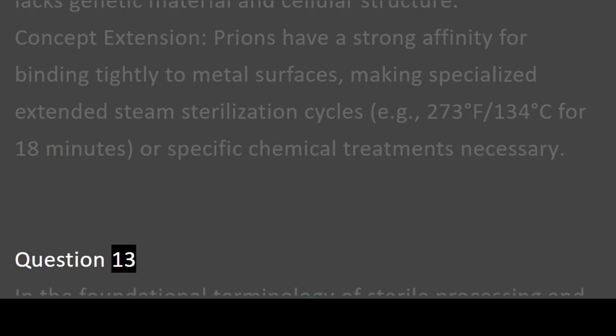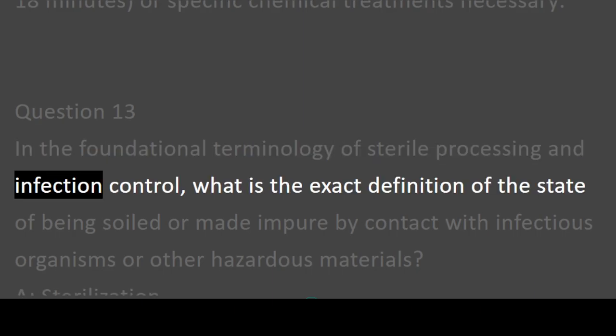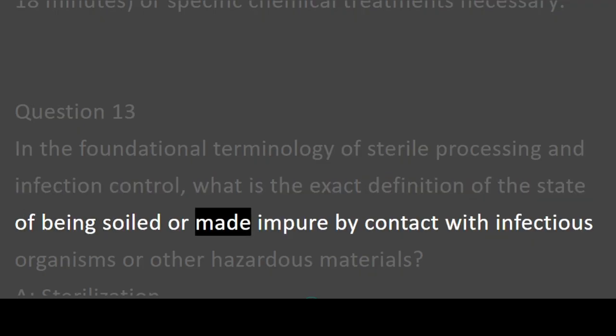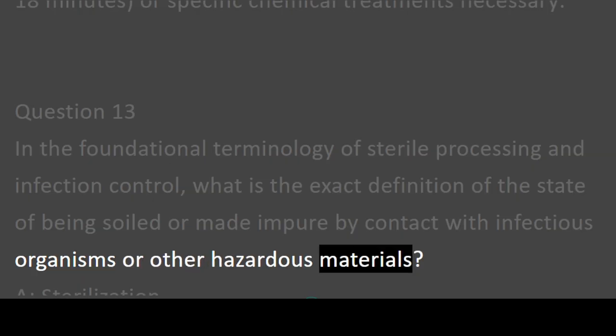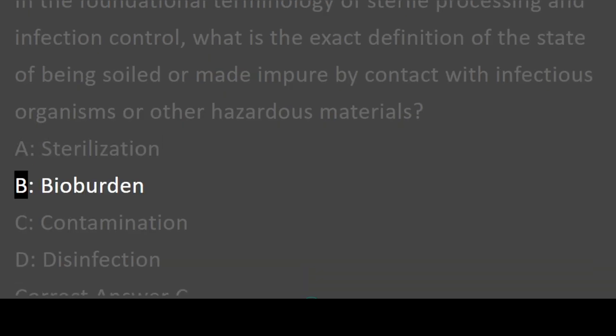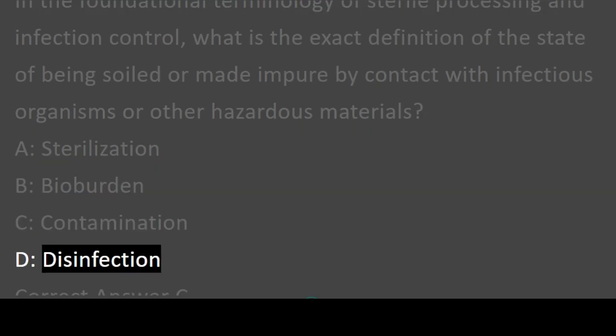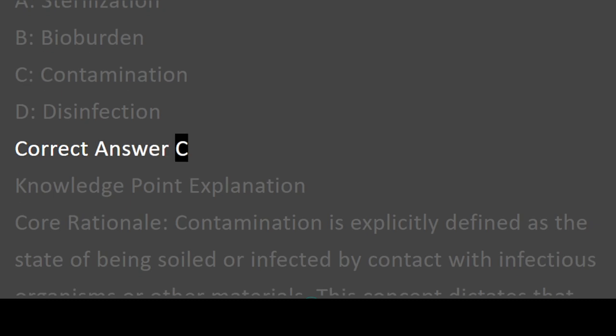Question 13. In the foundational terminology of sterile processing and infection control, what is the exact definition of the state of being soiled or made impure by contact with infectious organisms or other hazardous materials? A. Sterilization. B. Bioburden. C. Contamination. D. Disinfection. Correct answer C.